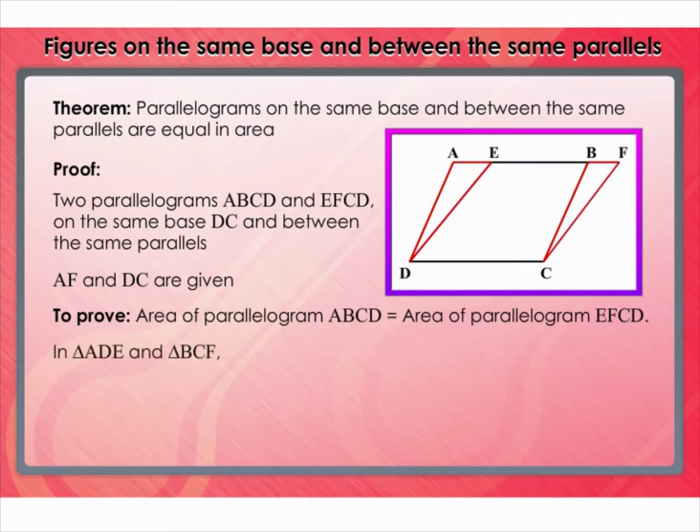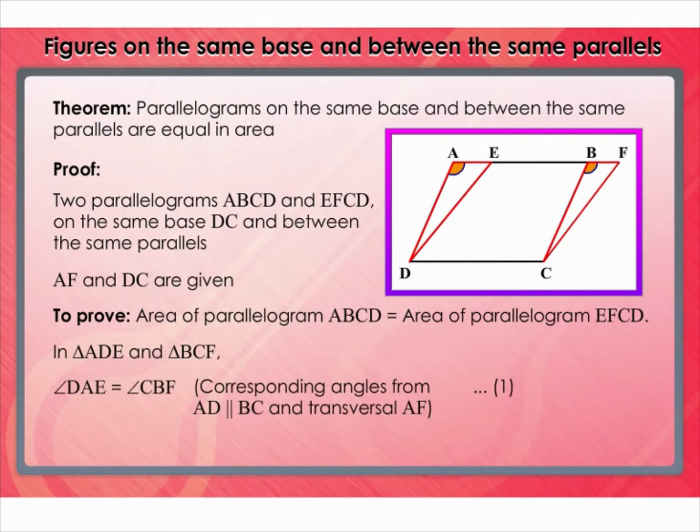When the two parallelograms lie on the same base, two triangles ADE and BCF are formed. In triangle ADE and triangle BCF, angle DAE is equal to angle CBF, since AD is parallel to BC and AF is a transversal, so the corresponding angles are equal. Denote this as equation 1.